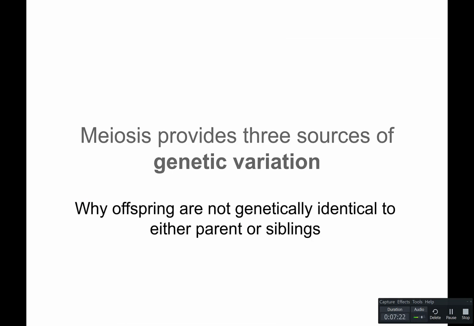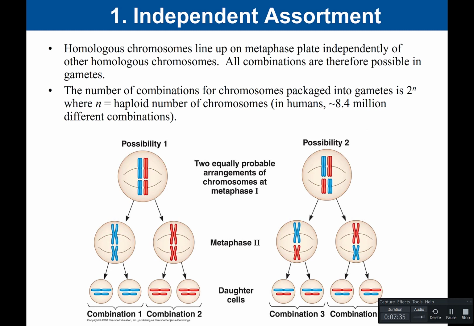So meiosis provides 3 sources of genetic variation. And this is why offspring are not genetically identical to either parent or to the siblings. And so let's take a look at how this works. The first is that when the homologous pairs line up at the metaphase plate, they line up independently. We call this independent assortment. So each homologous pair lines up independently of any other homologous pair.